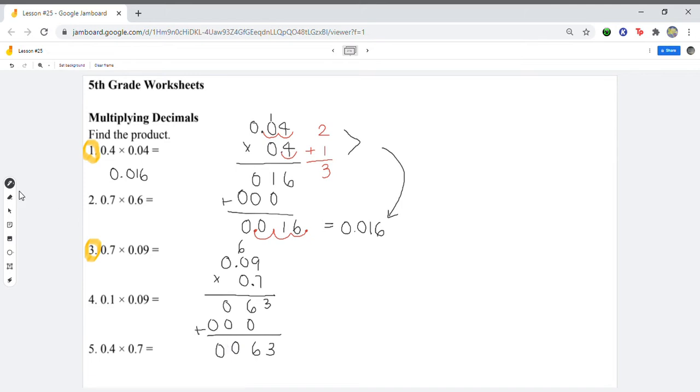3600. Now again, the same thing when you're placing the decimal points: just 2 to the left, 1 to the left. We're going to add these two, and we're going to end up with 3. And then we're going to move the decimal 3 to the left. 1, 2, 3. So your final answer should be 0.063. And that's your final answer for number 3.